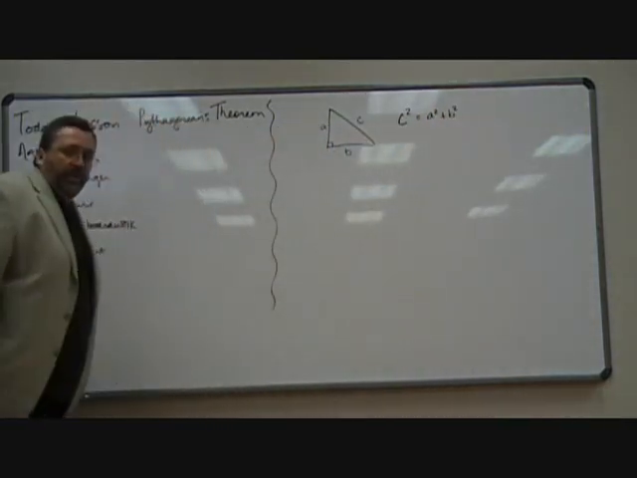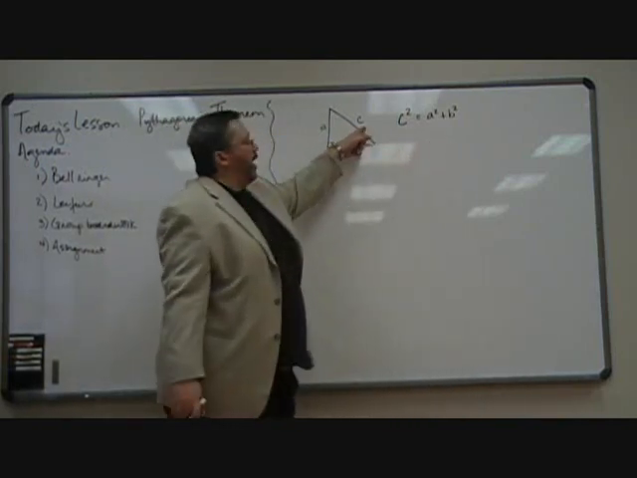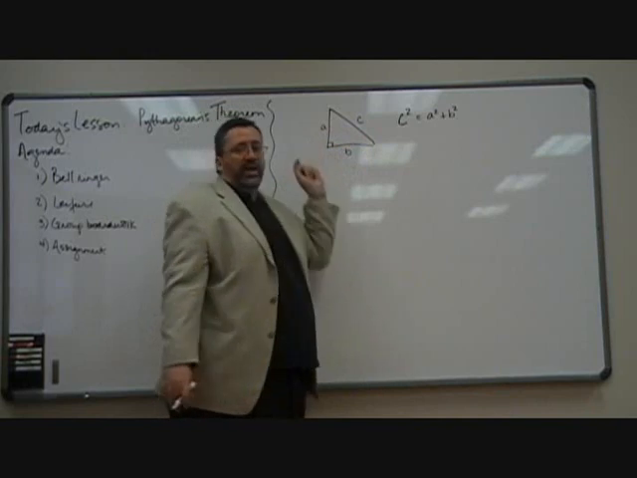That is the essence of the Pythagorean theorem right there. c squared equals a squared plus b squared. The square of the hypotenuse is equal to the sum of the other two sides individually squared.